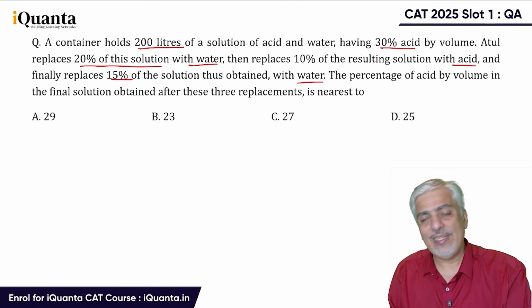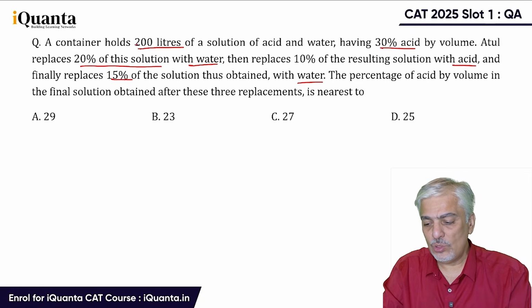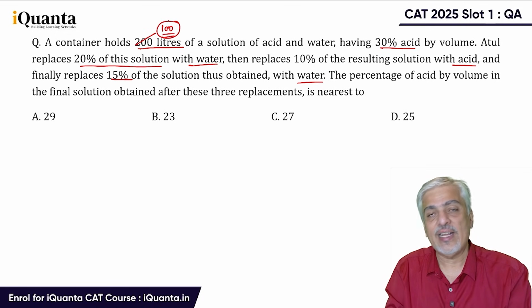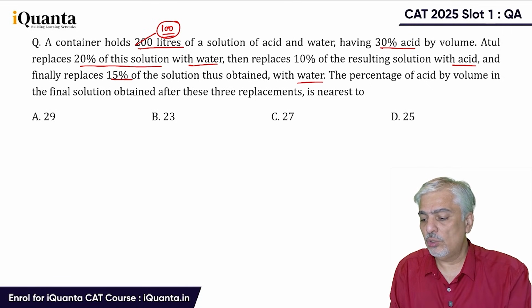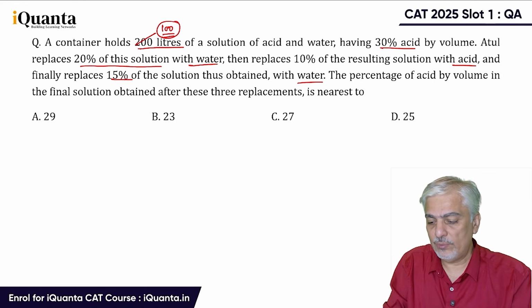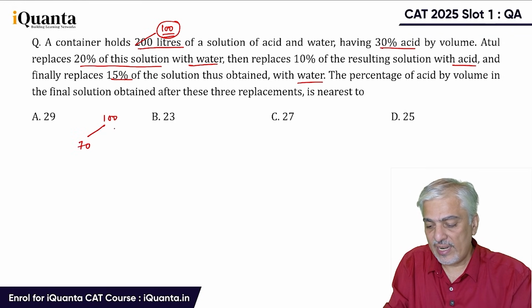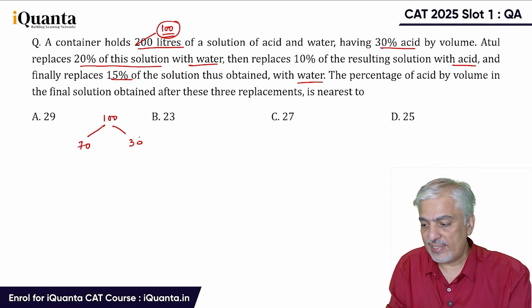Now one thing is very clear. This 200 was useless. I should have done it with 100 only, because if I do it with 100, the answer which I will get will be the percentage. So at least get the 200 out from the question, make it 100. Initially out of this 100, 30% was acid, which means if I take my total 100, water was 70 and acid was 30. Remember the right hand side is acid.